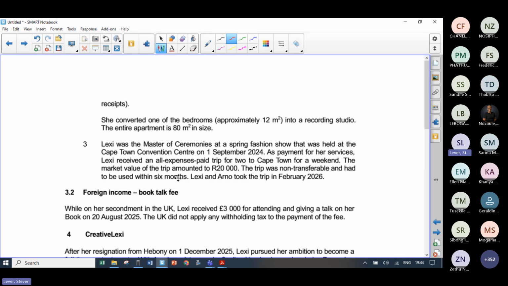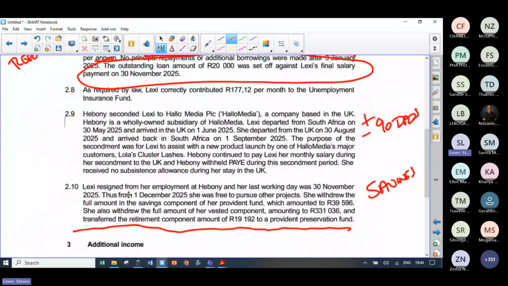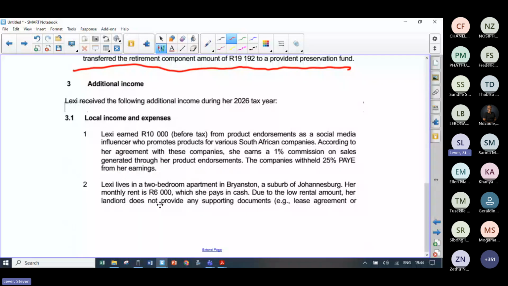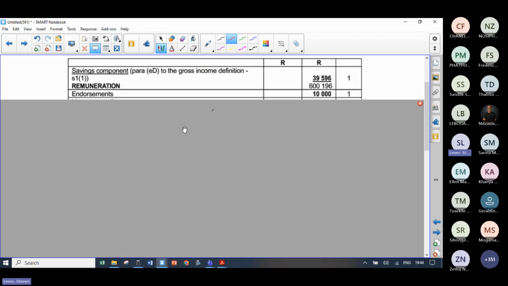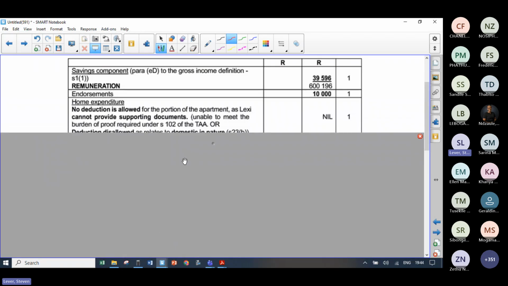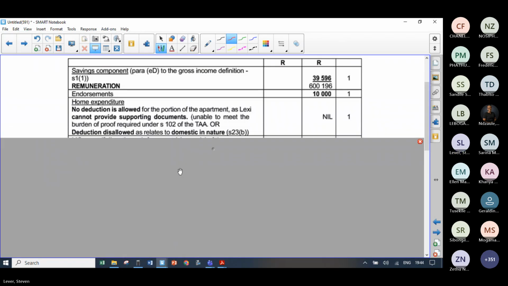I want you guys to think about it. Can you claim for a home study? They've told you your rent is 6,000 Rand a month. They've told you that 12 out of 80 square meters she uses as a home study. It says the landlord does not provide supporting documents. What are you going to put into the solution? And you'll say, no deduction. Why? Because I don't have supporting documents.